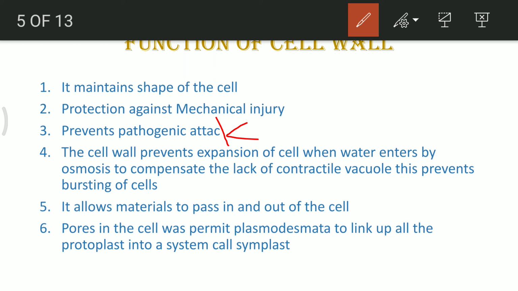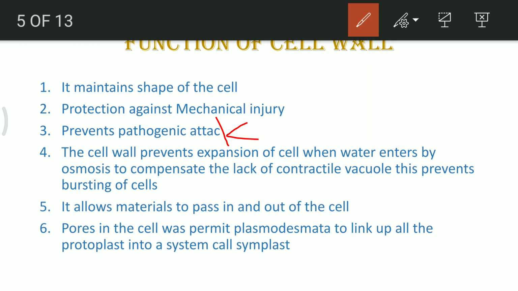It also allows materials to pass in and out of the cell, because the cell wall is freely permeable. Although it is freely permeable, sometimes certain regulatory substances, the resins or some gums or any secondary substances, the tannins, are all released from the outer covering of the cell wall in the case of plants.